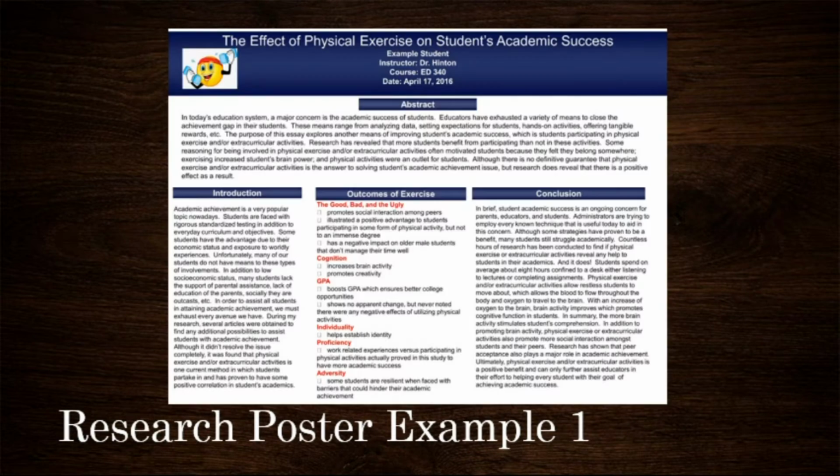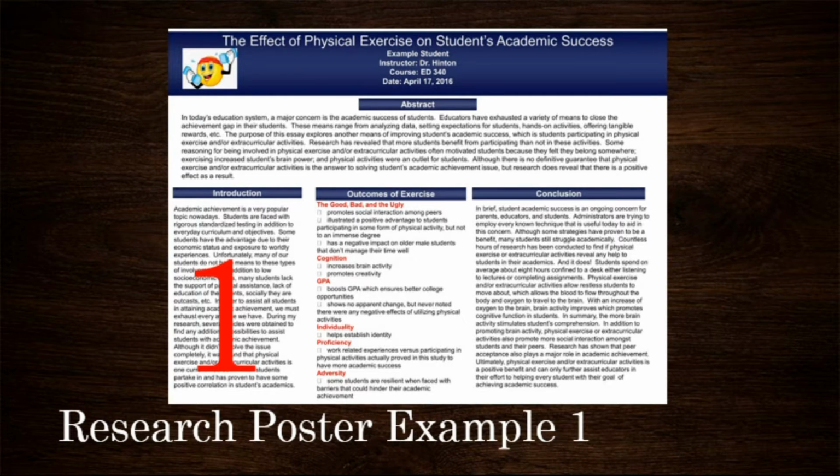In this first poster, the first thing that stands out is the large title. This is good. Immediately as a viewer, I can see exactly what the student was attempting to study, the effect of exercise on academic success. This student also chose to incorporate an abstract below the title, which is fine. In many cases, a viewer may not have a lot of time to spend looking at your poster, and your abstract gives him or her just the highlights.